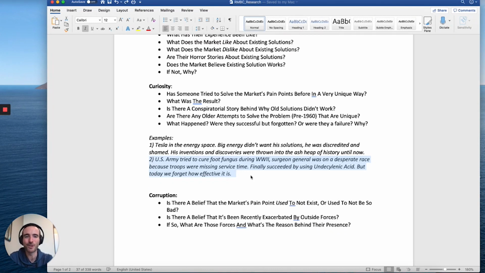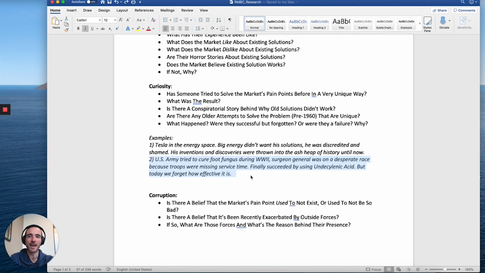Basically in World War II, and this is completely true, I found a really cool report by doing research and looking for old solutions, doing exactly what I'm telling you to do. I found how during World War II, for a lot of American troops stationed overseas in the South Pacific, athlete's foot and foot fungus was a huge issue because they were in tropical environments, wearing shoes and wool socks all day long, and they were in ditches.